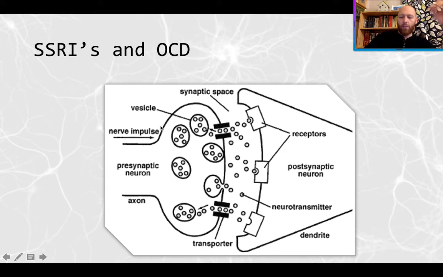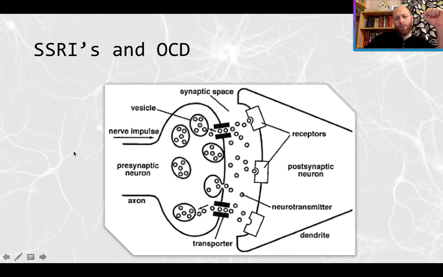SSRIs we've covered when we looked at OCD. They are selective serotonin reuptake inhibitors. Their function is to increase the amount of serotonin present at the synaptic cleft, at the synapse. Now, we can't just inject you with more serotonin and increase your levels that way. So what we do is very clever, actually. We prescribe you a drug like Prozac or something like that, which will effectively block the reuptake channels.